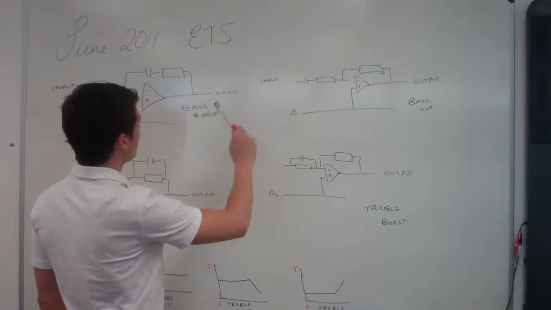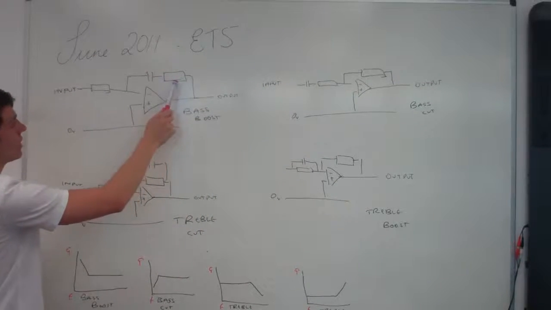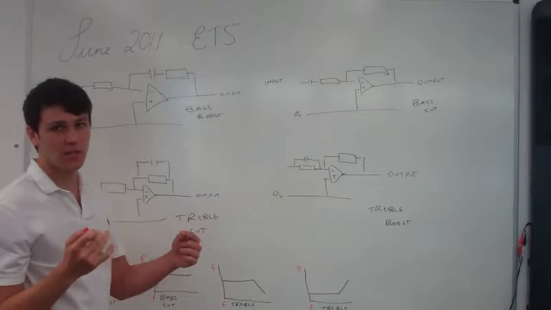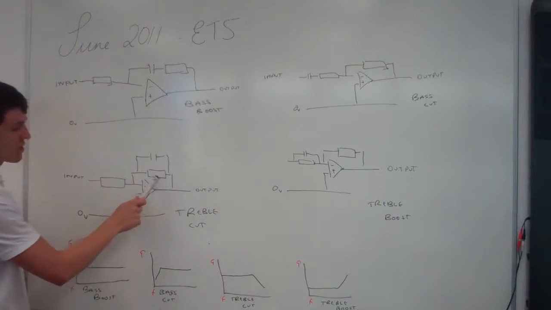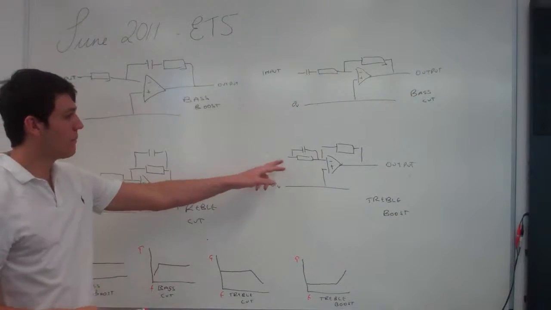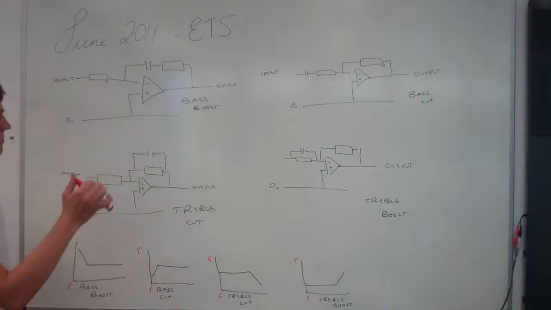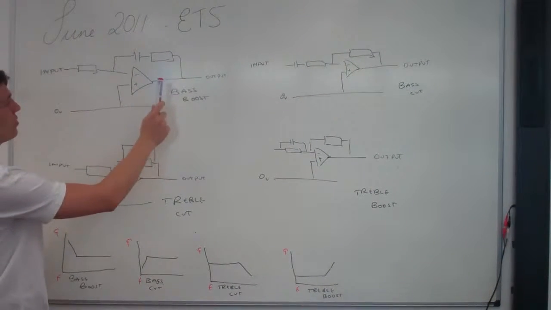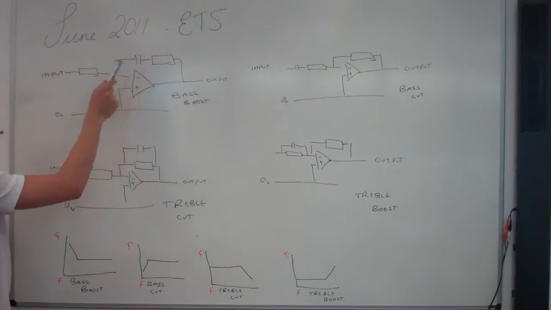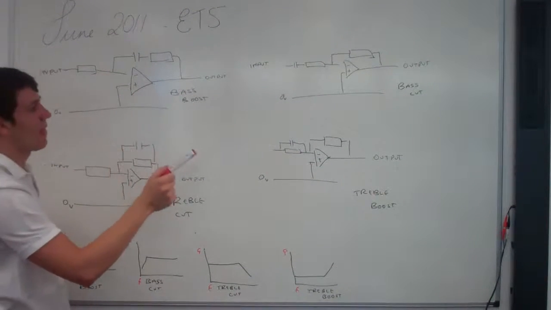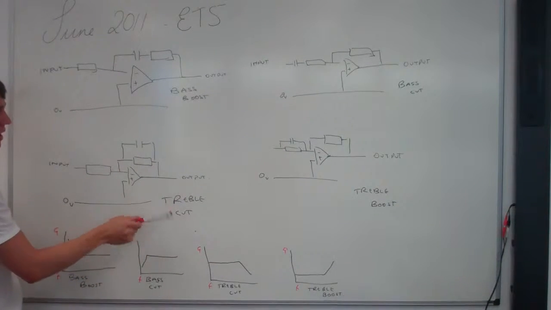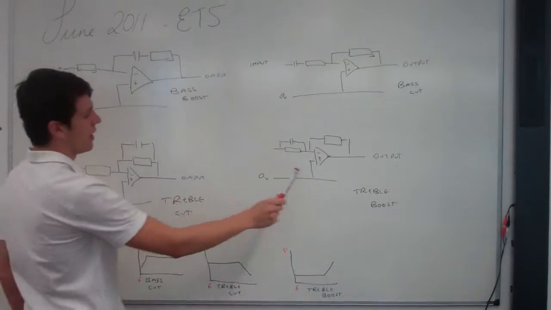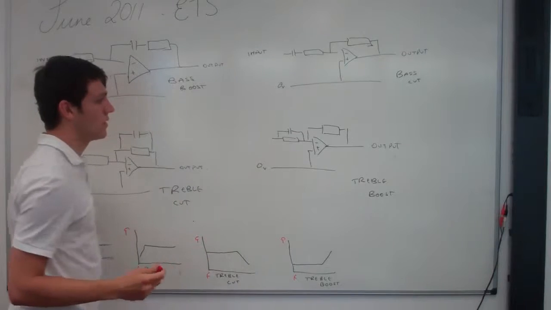Base, if it's asking for a base, we know that the resistor and the capacitor are in series with each other. If it's asking for a treble, then the resistor and capacitor are in parallel with each other. Alright? Next thing, if it's base boost, the resistor capacitor pair are in the feedback. Base cut is in the input, and then treble cut is in feedback, and treble boost it's in the input.